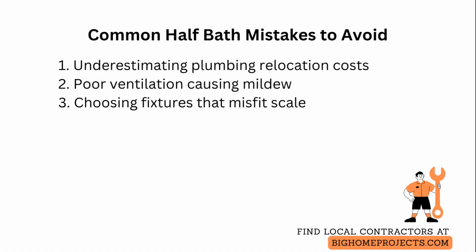Homeowners often underestimate plumbing relocation costs, so the common fix is to keep fixtures in the current rough-in when possible, or get a detailed plumbing estimate before committing. A second common issue is poor ventilation, which leads to mildew, so include a vent fan sized for the bathroom volume and plan for a duct run to the exterior rather than a recirculating solution.